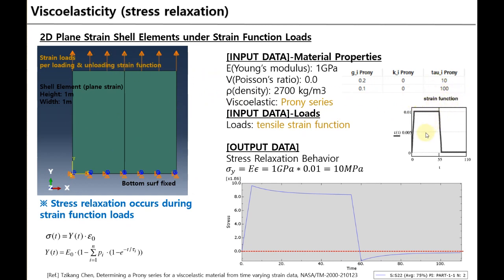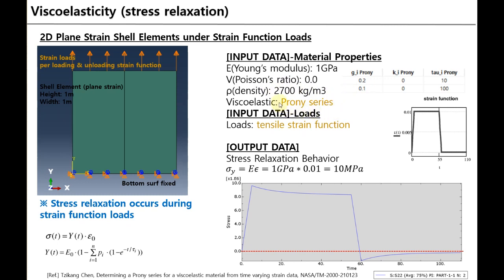The strain function has a rising part, a sustaining part, and a falling and sustaining part. For rising and falling, the event will be done within 5 seconds, and the sustaining part will last 50 seconds. I'm using 1 gigapascal and 0 Poisson ratio for simplicity, and 2700 for density, like aluminum or something.